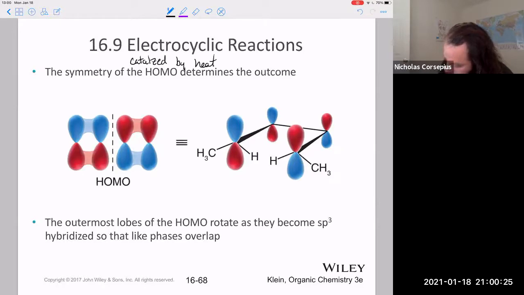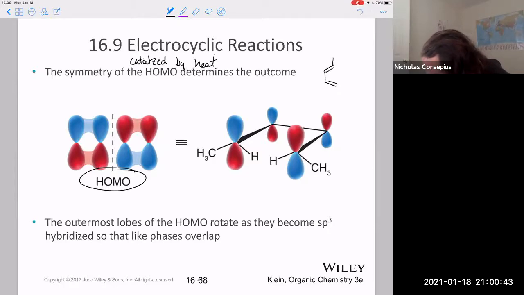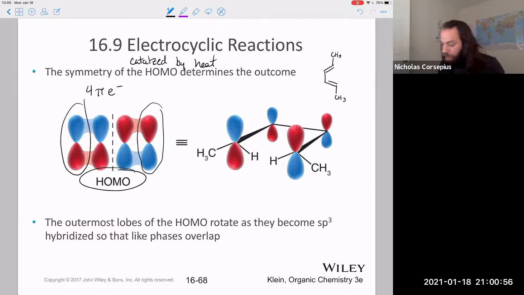When we start out with 4 electrons, and this is again catalyzed by heat, again, we start out with those electrons in the HOMO, that highest occupied molecular orbital. But now, because there are only 4 sets of pi bonds, and this is starting out with something that looks like this, let me make it prettier. Now we only have 4 pi electrons, which means that our outermost lobes are out of phase with one another.